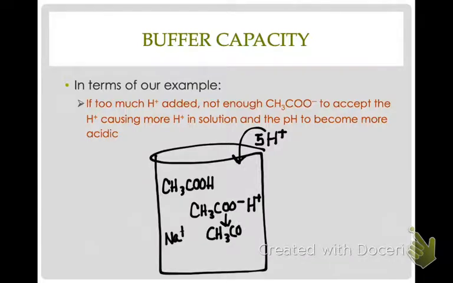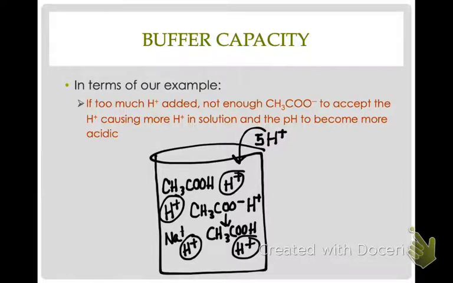But that leaves 4 hydrogen ions floating around in this solution, like so. And I'll just circle them so they stand out a little bit. Now I've got excess hydrogen ions in this solution. When there's excess hydrogen ions that are not going to be consumed because there's no more ethanoate ions, now the solution becomes acidic and we've exceeded the buffer capacity in that buffer system.